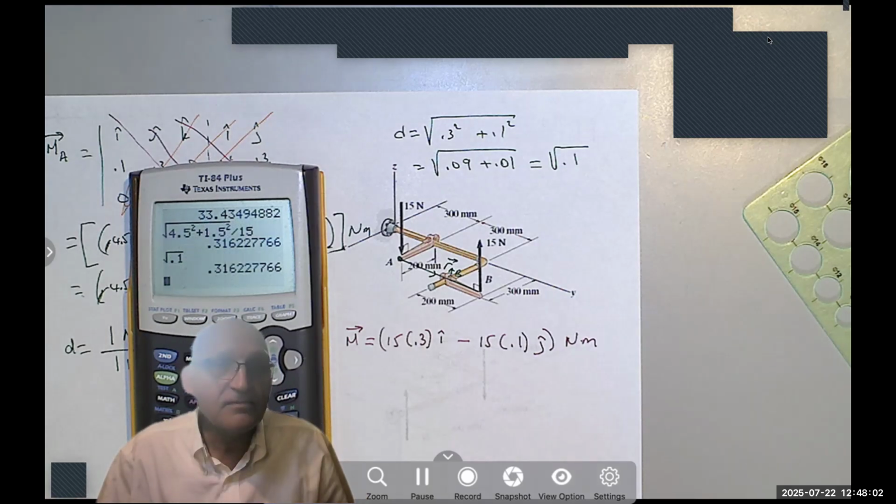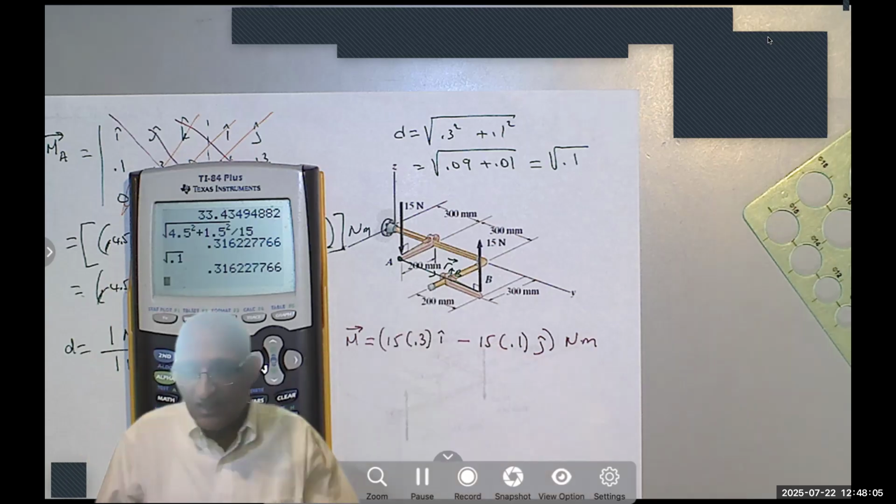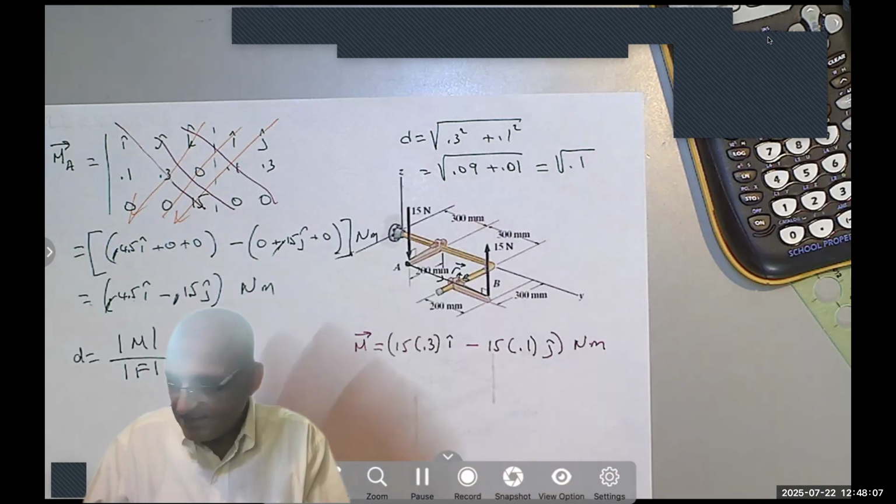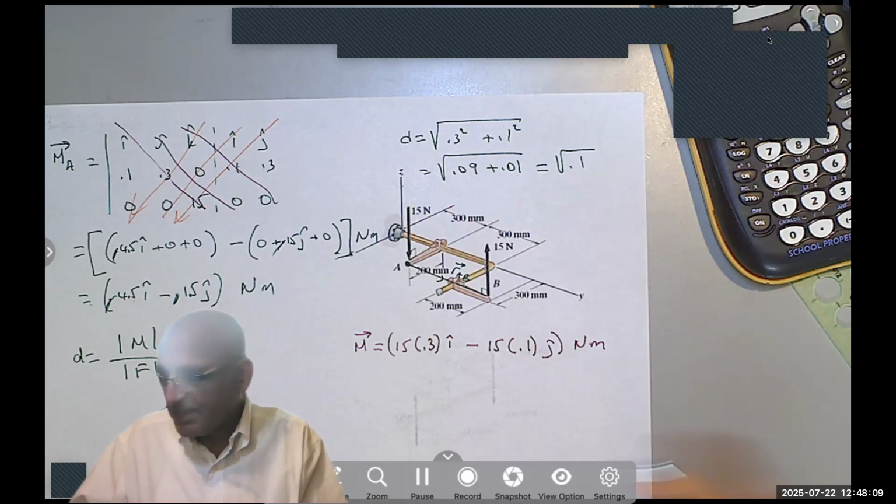0.316. So you see, we can check even our answer and know that we get the same result. Let's take another example. This is similar.